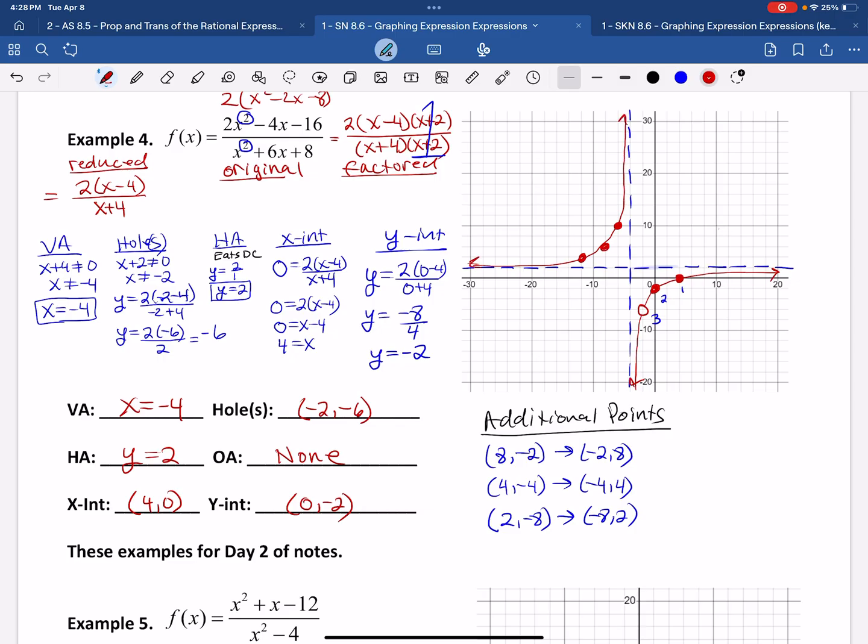there's the graph. All right, so there's your notes for example 1 and example 2, example 1 and example 4. Tonight your homework is problems 4, 5, and 6. Have a great evening.